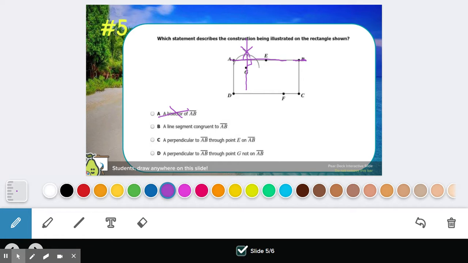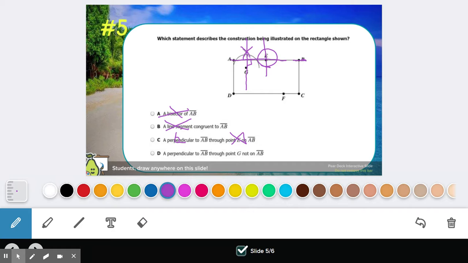A line segment congruent to AB. I have not made a line segment congruent to AB. Perpendicular, so that is my right angle. So I like that idea. Perpendicular to AB through point E on AB. Did it go through E? Did I make a perpendicular line through E? I don't think I did that.